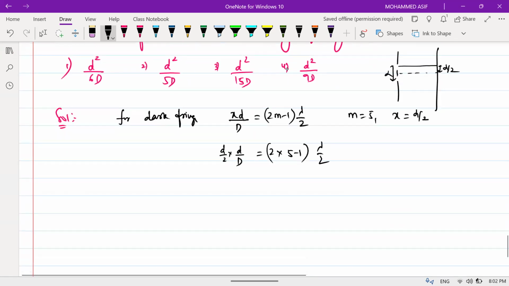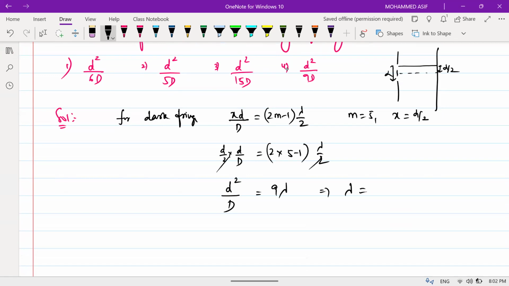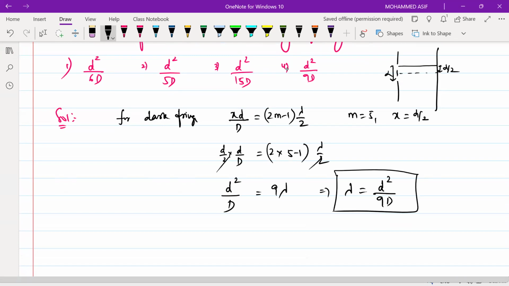Okay. So this value will be equal to d square, this 2 will get cancelled, divided by D. 2 fives are 10, 10 minus 1 is nothing but 9 lambda. So it's asking the wavelength. So lambda is equal to d square divided by 9 times capital D. This will be the answer. Okay. Which option? Fourth one.